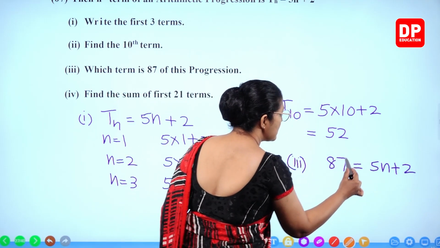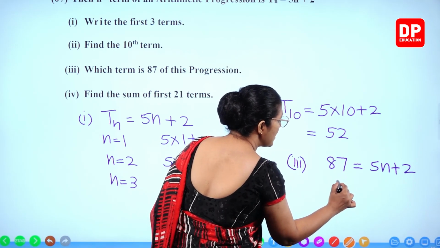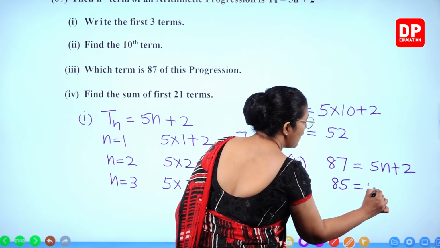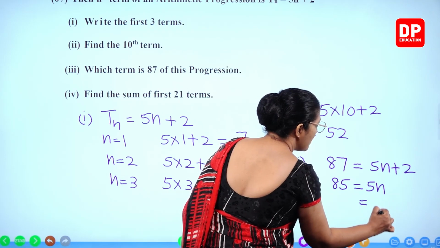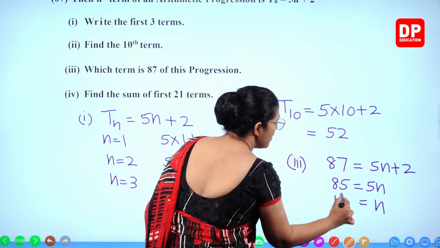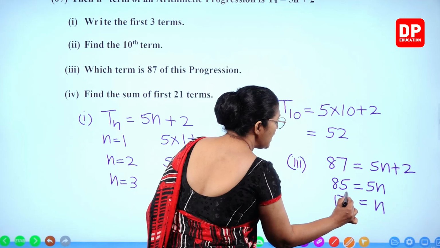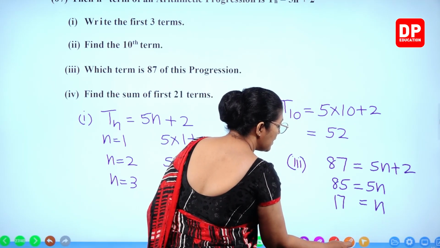So take 2 to this side. 87 minus 2, that's 85, is 5n. Divide by 5, you get 17. So the 17th term is 87.